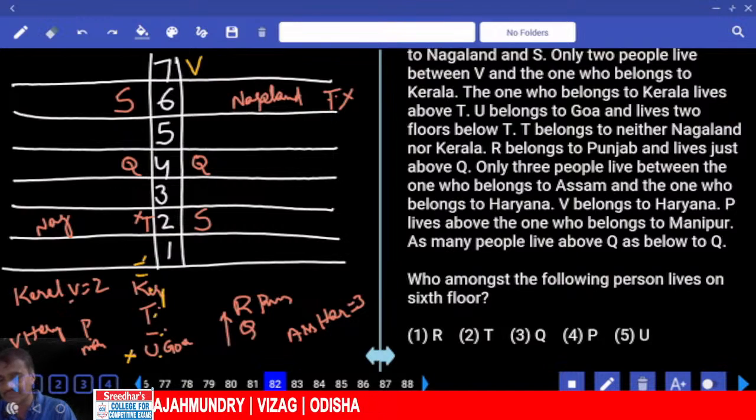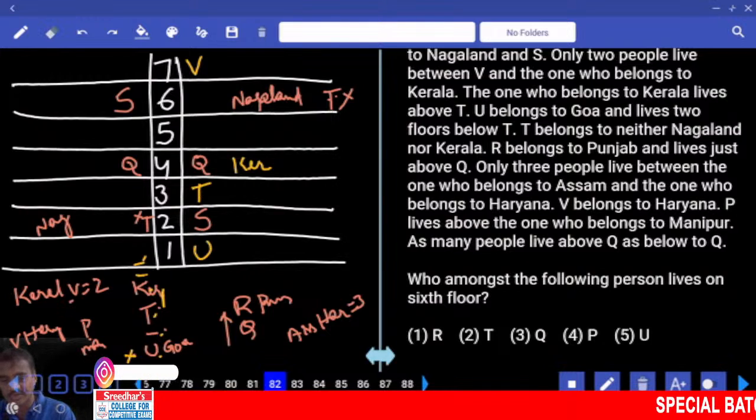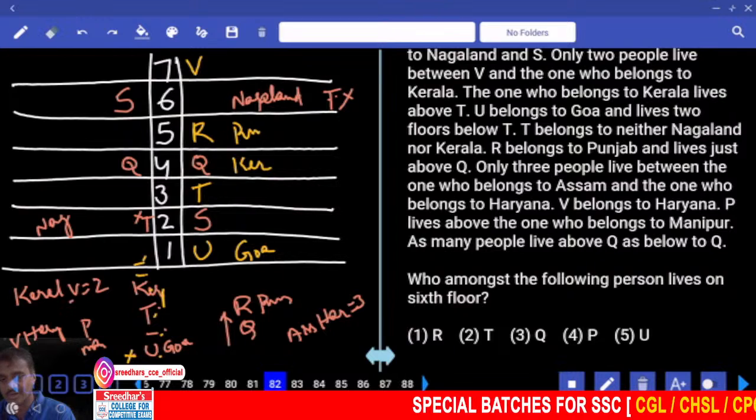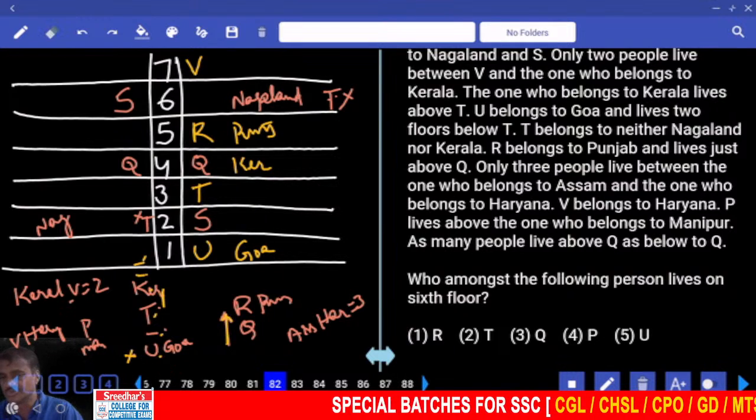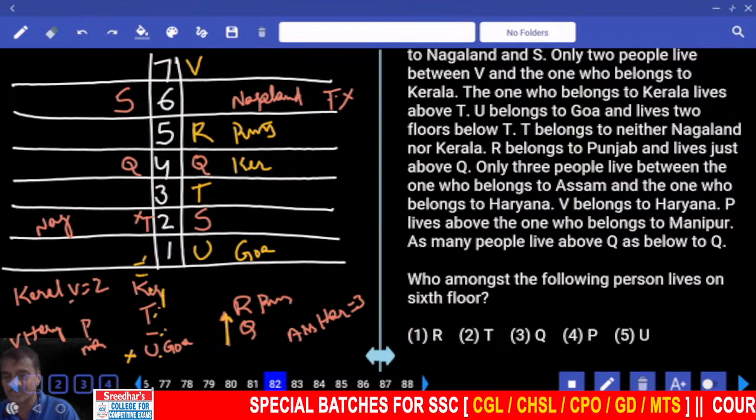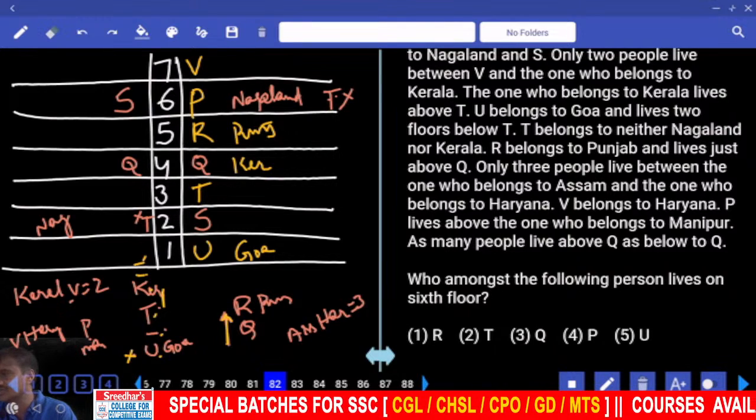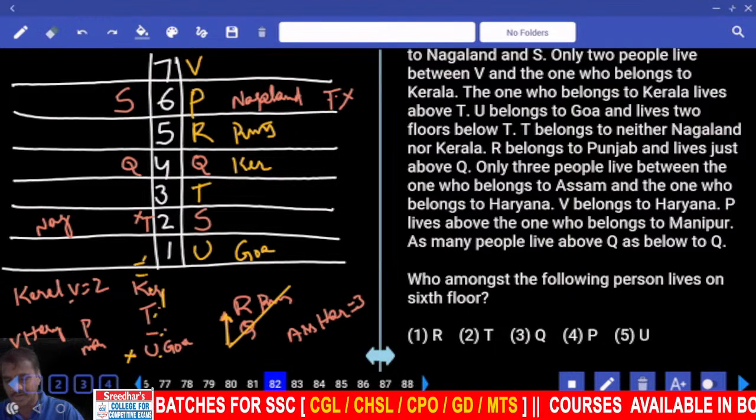After this V, there are 2 persons. Now this person is Kerala, and next to Kerala there is T, a blank, and then U, and U belongs to Goa. Then R, who is Punjab, is immediately above this Q. Then who is the person left over here? P is the person left over.